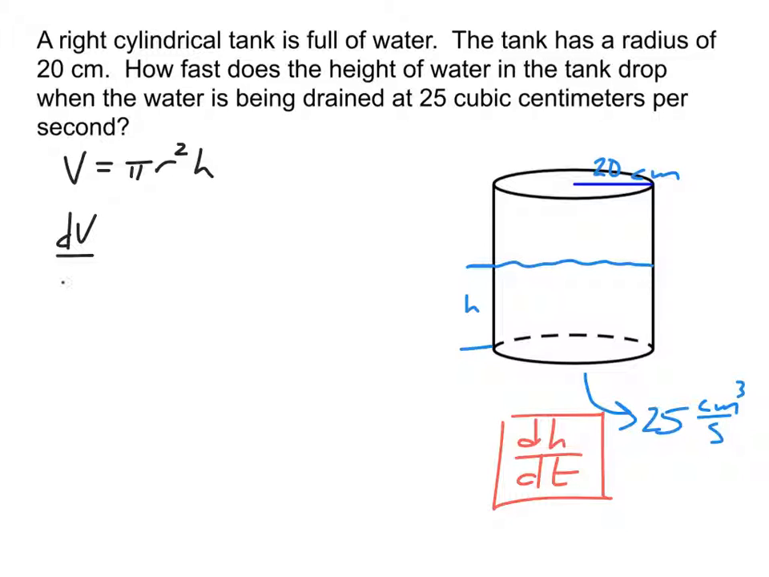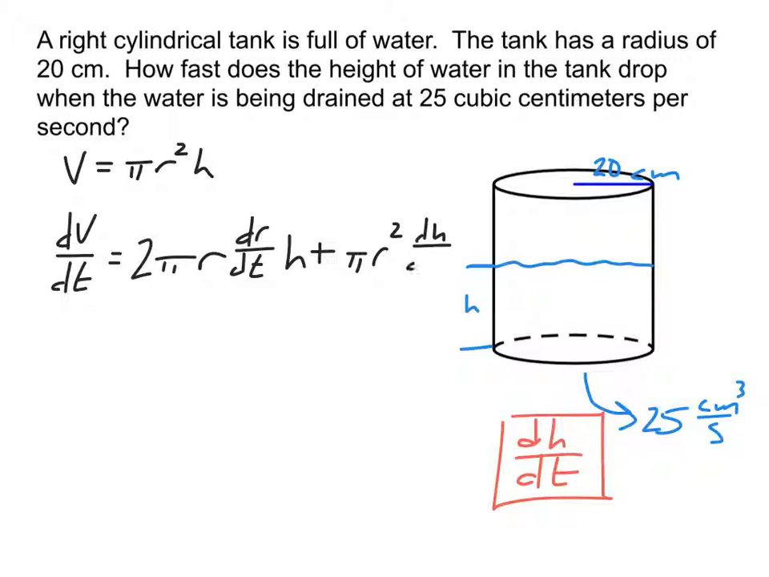So that will give me dV over dt equals 2 pi r dr dt h plus, oops, not 2 anymore, pi r squared dH over dt. What rule did I just use in order to be able to do that? Product rule. Yep, product rule, because we're really doing pi r squared times h here. And so I had to use product rule in order to be able to do that.